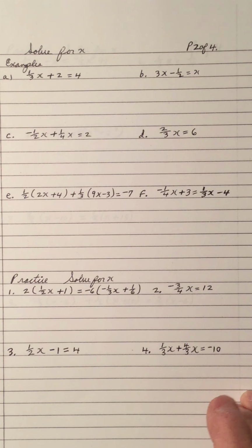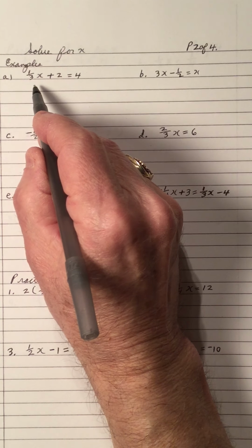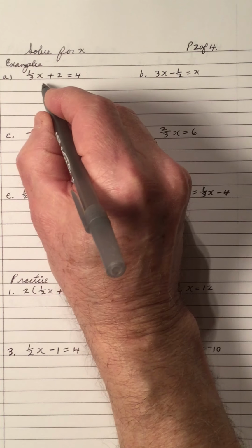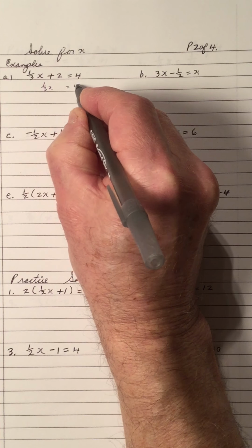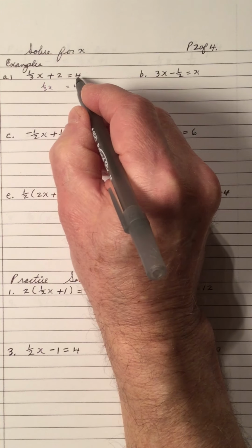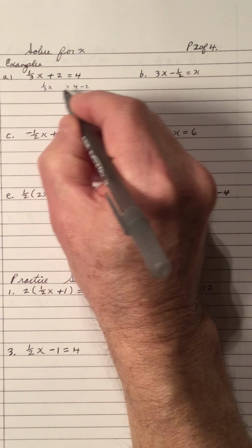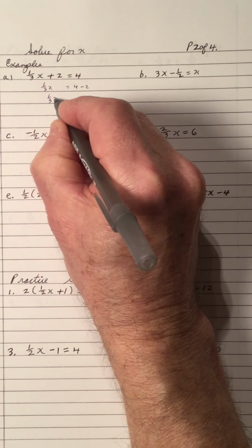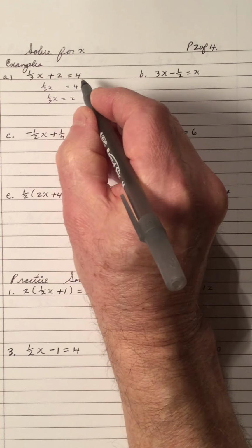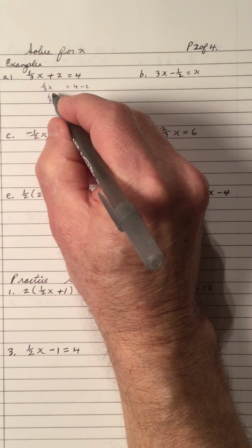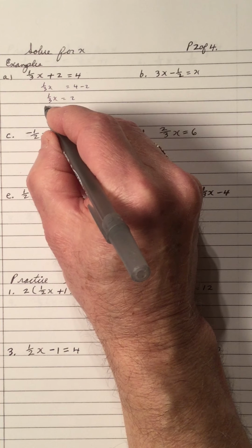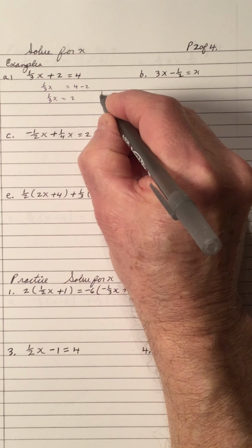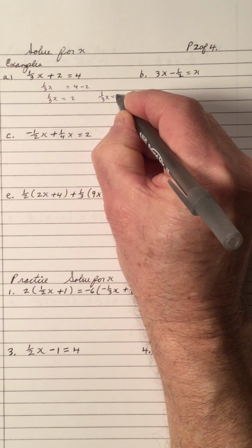Let's do some examples. A, 1/3 x plus 2 equals 4. So the x stays on the left side and the numbers move to the right side. So plus 2 becomes minus 2. 1/3 x equals 2. Now, because we have a fraction, we can multiply. Normally I would divide by 1/3. So let's show you that division by 1/3.